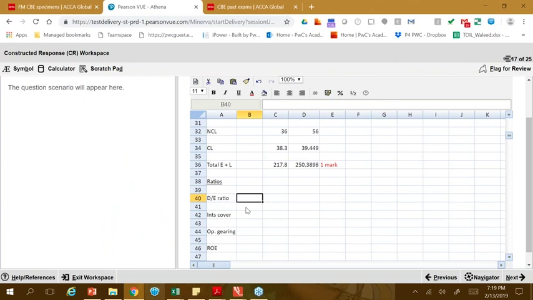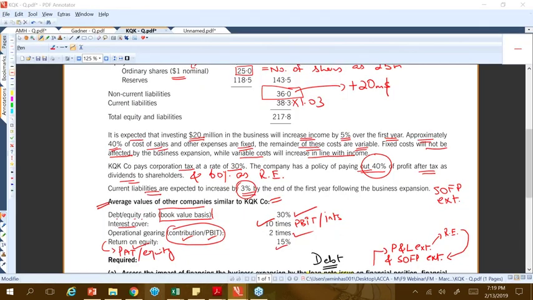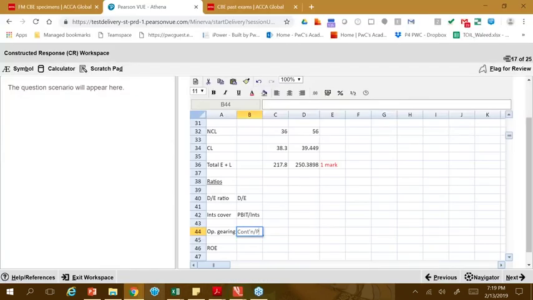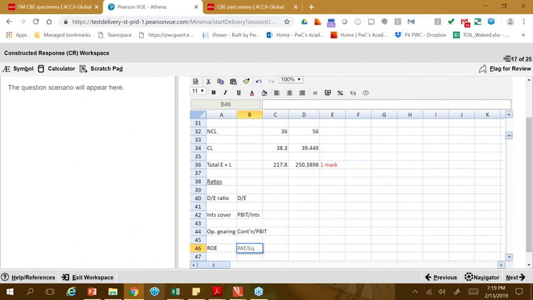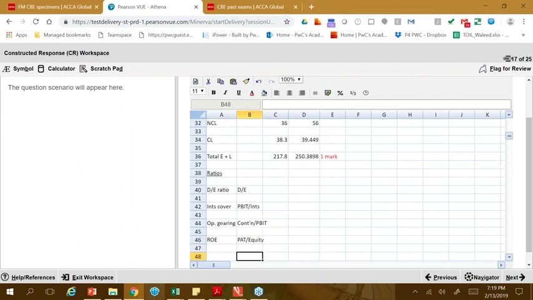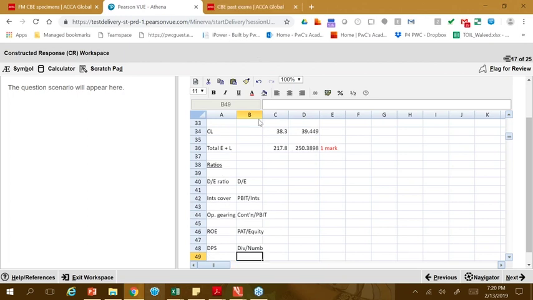Debt to equity ratio is simply debt divided by equity. Then interest cover is PBIT over the interest. Operating gearing, the examining team has told us to use contribution over PBIT, so we'll use that. And then ROE is profit after tax over the equity. Now, because the examining team also wanted something on the shareholders' wealth, I can calculate a little DPS, so dividends over the number of shares. So these are all the ratios we're going to do.